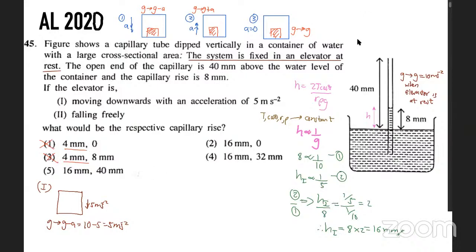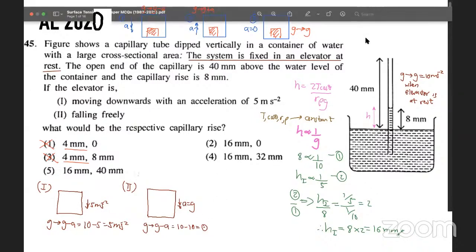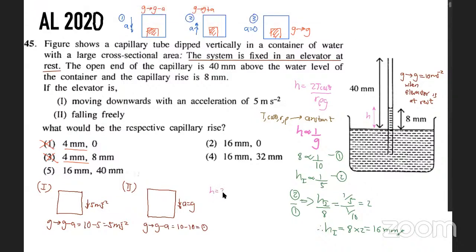Now the second scenario, Roman 2, it's interesting. The lift is falling freely. The elevator is falling freely. What is happening there? It has a downward acceleration of g. So there again g becomes g minus a. This time it is 10 minus 10 equal to 0. So g becomes 0. Now what is the equation for h here? The equation for h is 2T cos theta over r rho g.